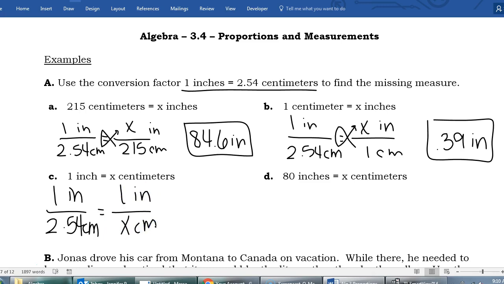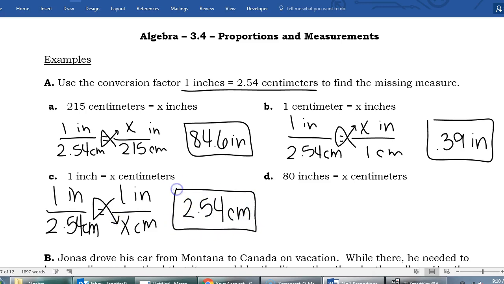Now if I actually multiply this, 1 times 2.54 is still 2.54, divided by 1 is still 2.54. I really didn't need to write this one out because if I know from my conversion factor that 1 inch is 2.54 centimeters, and the question is asking me how many centimeters in an inch, I already know.